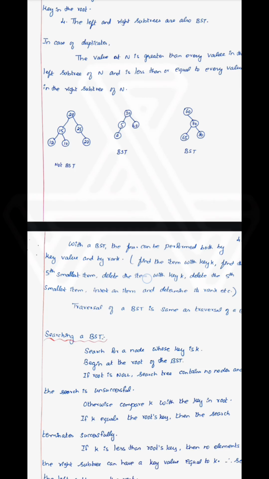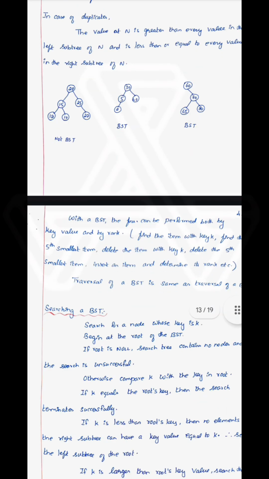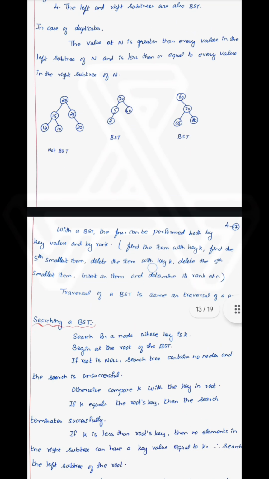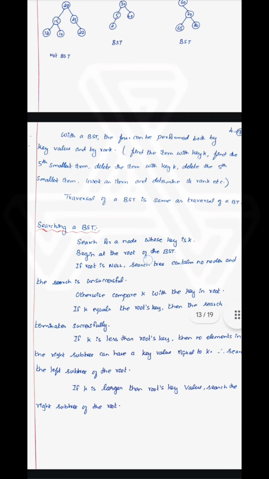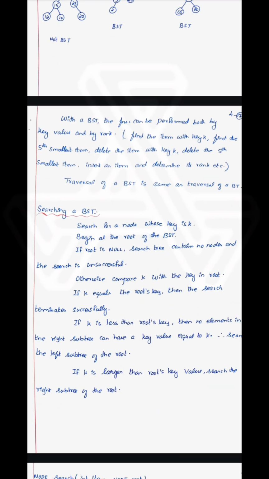It is not a BST because 22 has come on the right side of the 25. The other two trees are BSTs. With a BST, the search can be performed both by key value and by rank.